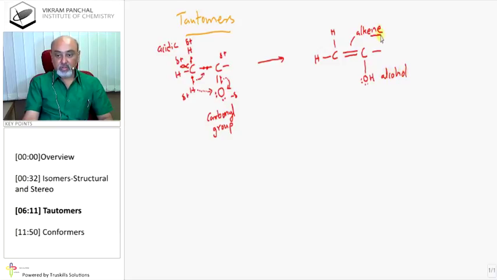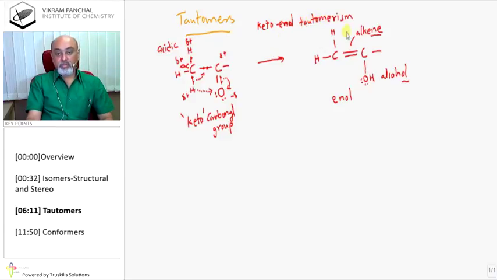So we take in alkene and alcohol, and we call it enol. The carbonyl group can be considered as keto group. Then this kind of transformation is known as keto-enol tautomerism. Keto-enol tautomerism.